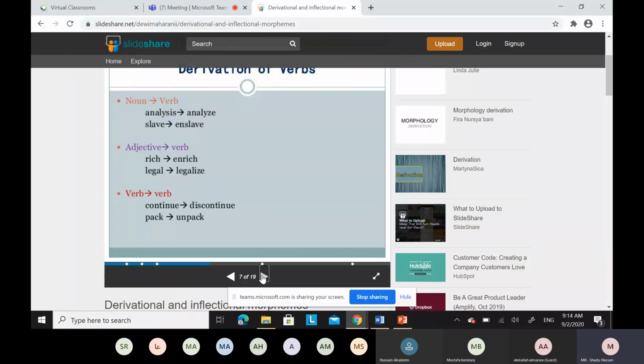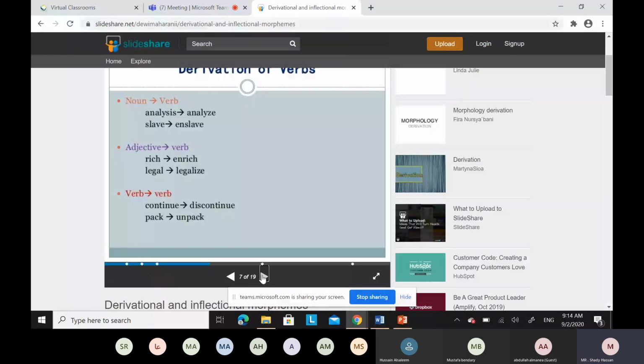We can change the noun into a verb like this. Analysis, analyze. Slave, enslave. And we can change the adjective into a verb. For example, rich, it's going to be enrich. Legal, legalize. The verb into verb: continue, discontinue.